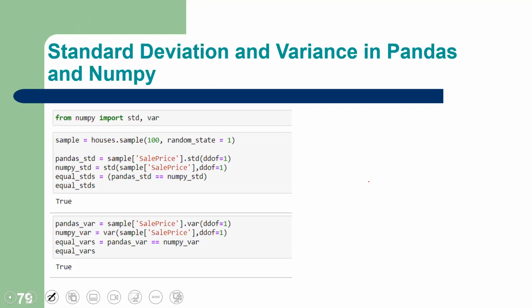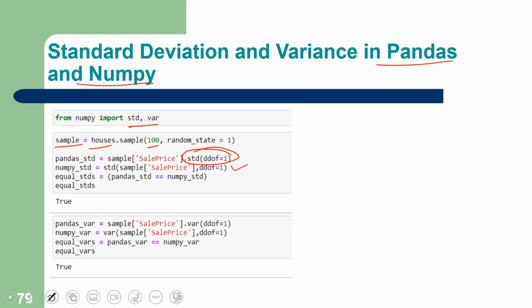Okay, now standard deviation and variance in pandas and NumPy. Earlier we implemented our own function, but how can we do it if we consider pandas and NumPy? Again, that is very simple. These are direct functions in NumPy, like std and var, which I'll generally be using. For example, I have taken one houses sample of 100 observations, and for this particular sample I have calculated the standard deviation, and even for NumPy.